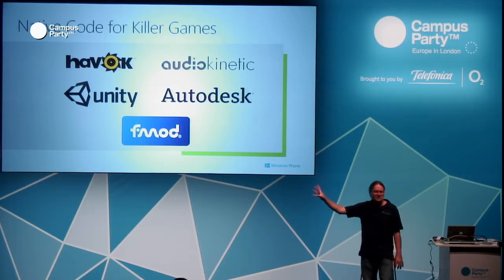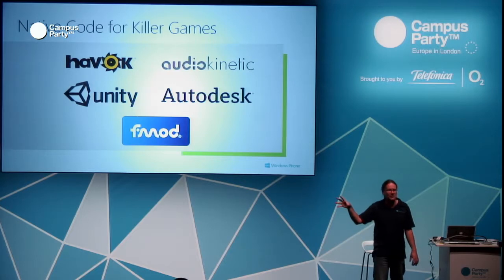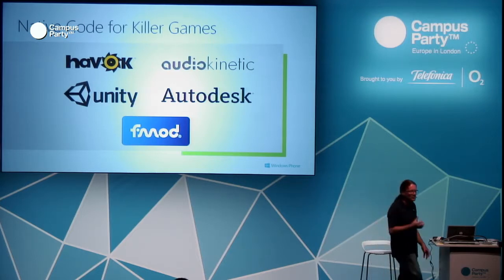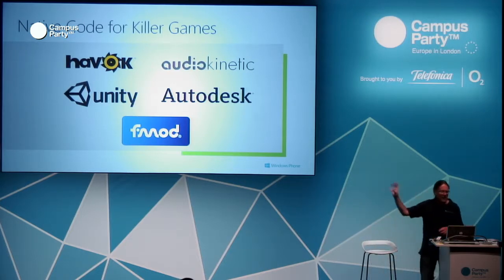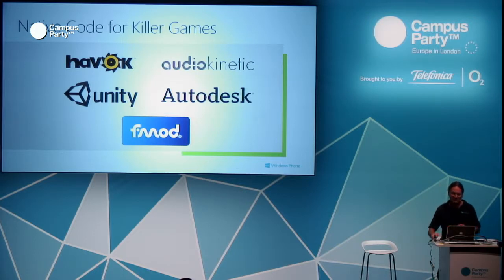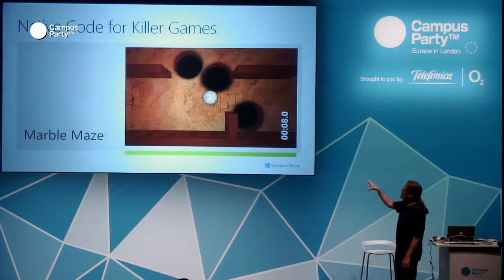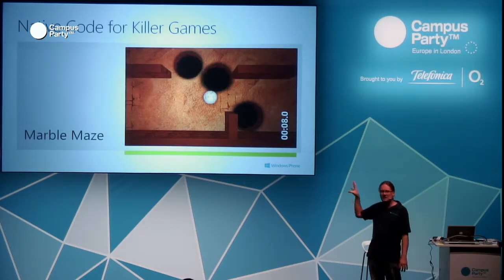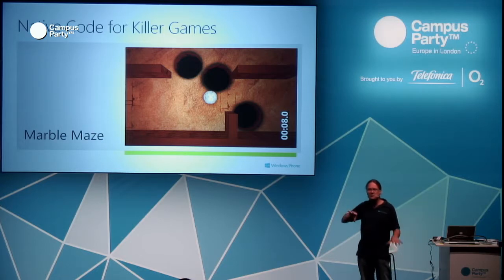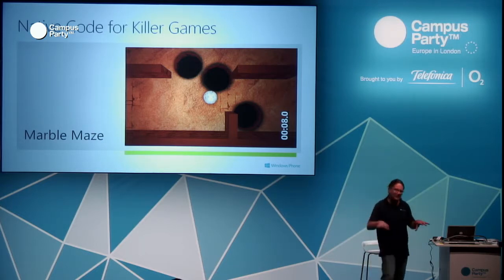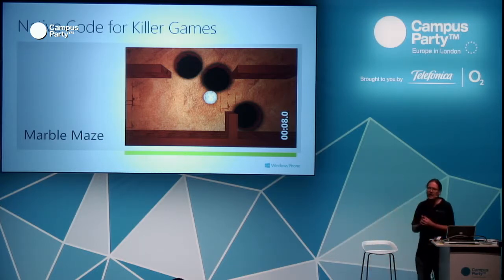Most well known, of course, things like Unity. You've got really great support from Unity. There's a big competition at the moment with Unity around Windows Phone. Havok and Autodesk, AutoKinetic and FMod. And there's a great sample that you can look at, which I won't show you now, which is this thing called the Marble Maze, which you can download from our website. This is a game where the same source code is used on Windows 8 and on Windows Phone 8. So you could take a look at that to have a look at how you create games for that.